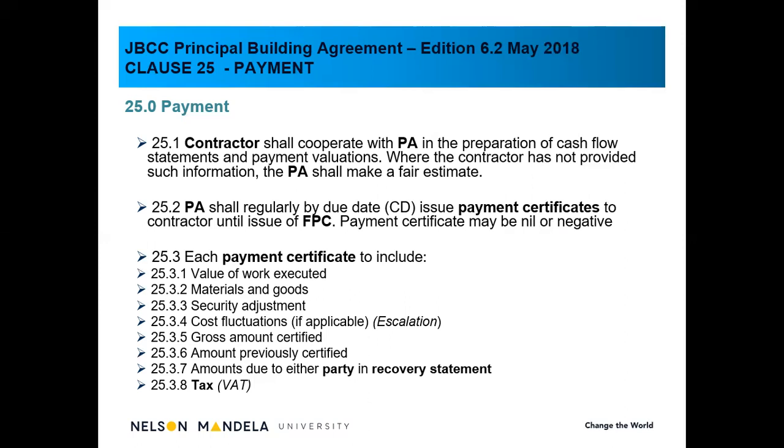Clause 25.3, each payment certificate will include the following. Value of work executed. In other words, you have to go on site and value the work that was executed. You and the contractor will walk on site and, let's say, for instance, value the masonry, all the work that's been done. There are methods for how you can do it.